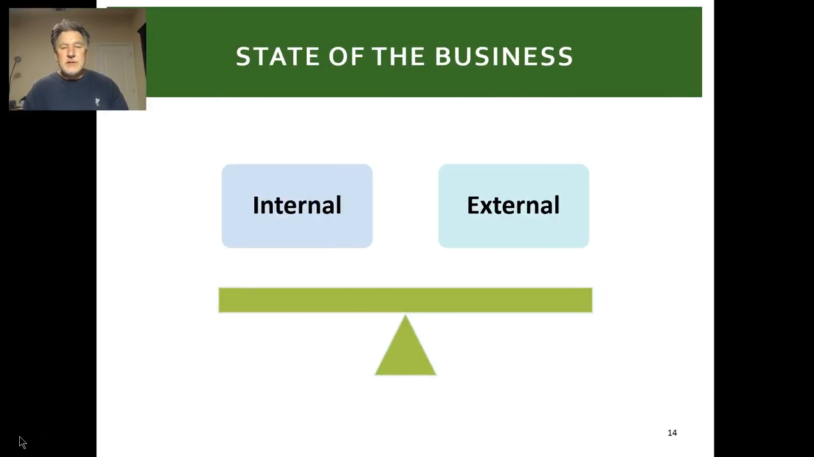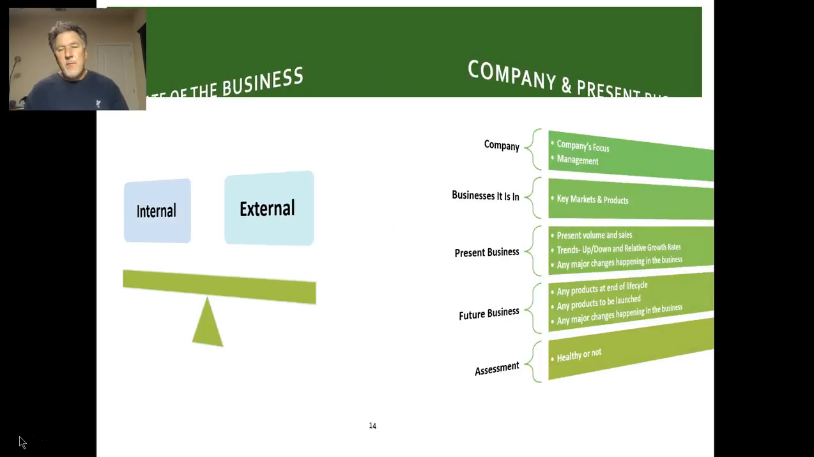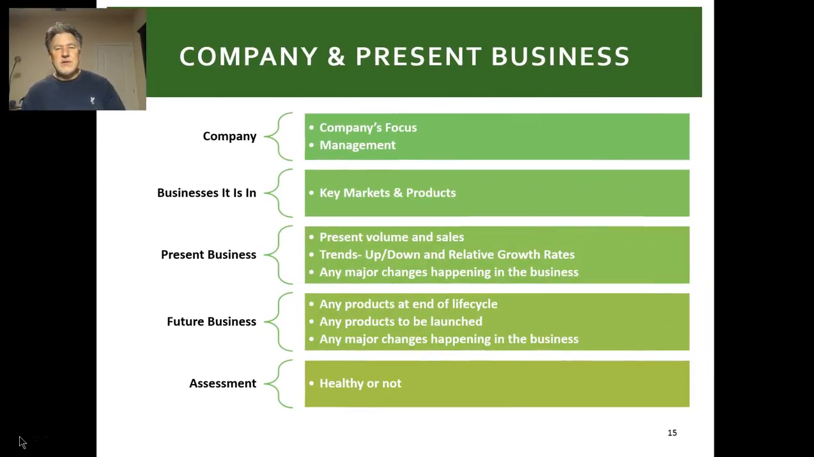So the state of the business is the second piece you want to think about. You have to start thinking about how the business is doing, and what the internal and external factors are. We talked about internal factors in terms of the company and present business: the company, focus and management, and the business it's in. The present business is very critical, which is present volume and sales, but what are the trends? Up, down, relative growth. This is what is going to drive things. And any major changes happening in the business.